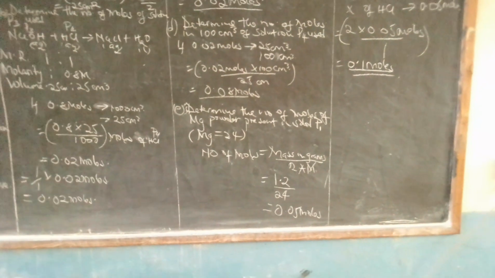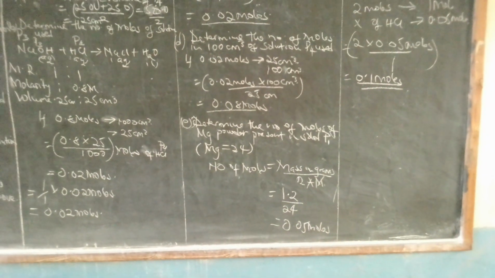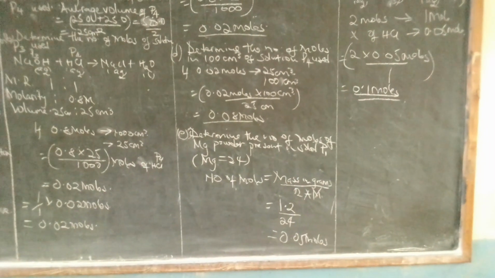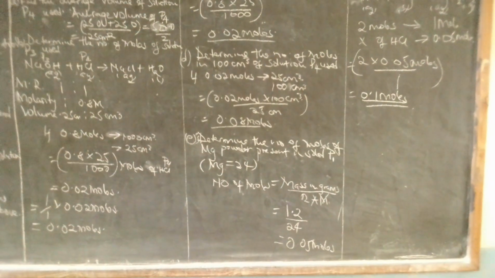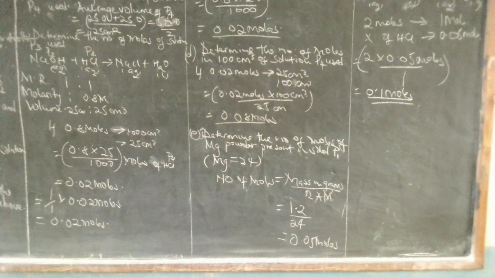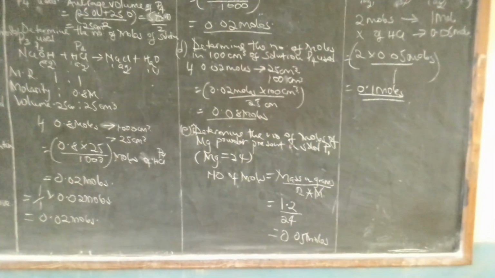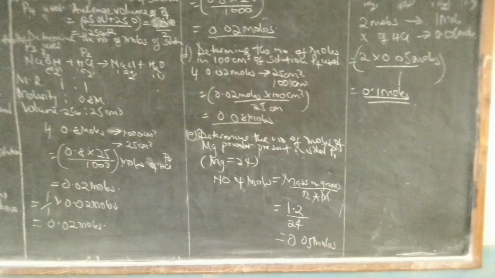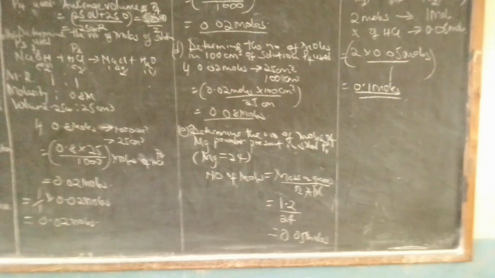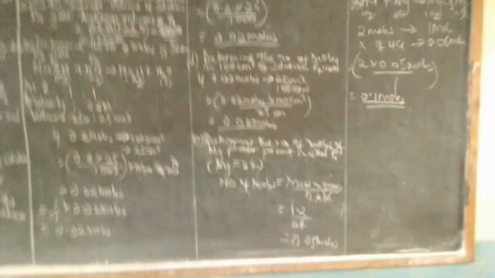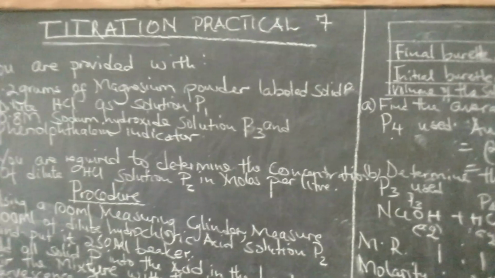Guys, we have reached E Roman 1, and we have been asked to determine the number of moles of magnesium powder present in solid P1. The relative atomic mass of magnesium is 24, and the number of moles is equal to mass in grams over the relative atomic mass. From the initial equation we found that 1.2 grams of magnesium powder was labeled P.